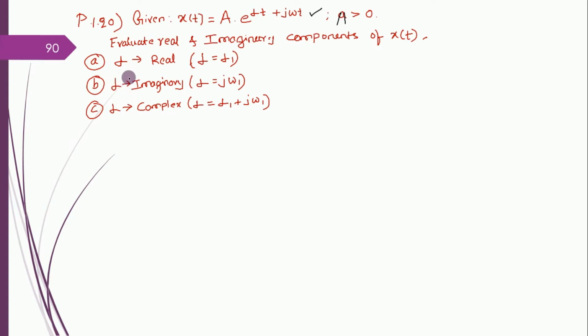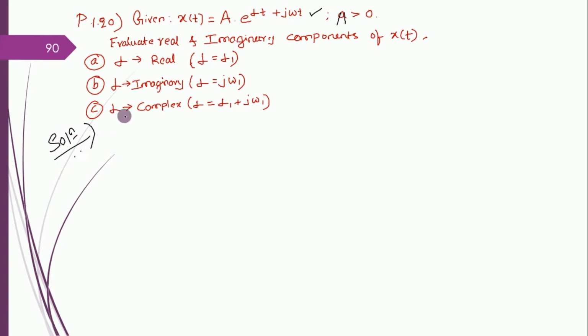Three cases have been given for alpha. The first case considers alpha to be real, that is alpha is equal to alpha 1. The second case is alpha imaginary, alpha being j omega 1. The last case considers alpha as a complex value, alpha equal to alpha 1 plus j omega 1. In these three cases, if I substitute in place of alpha, how do we write the real and imaginary components of x of t? That is what we are going to learn now. Let me start with the solution.